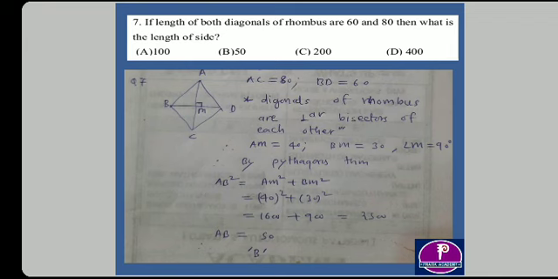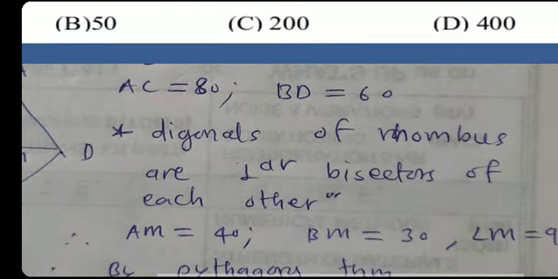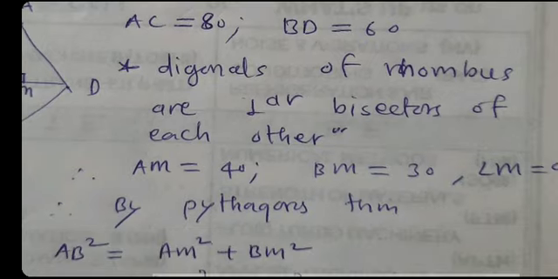7. If the lengths of both diagonals of a rhombus are 60 and 80, then what is the length of each side? So let's take ABCD as a rhombus. Rhombus means all sides are equal, and another property is that diagonals of a rhombus are perpendicular bisectors of each other. So M is the midpoint of BD and AC. Then AM is equal to 40 and BM is equal to 30.